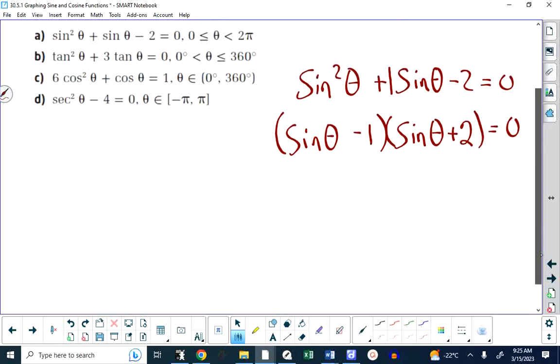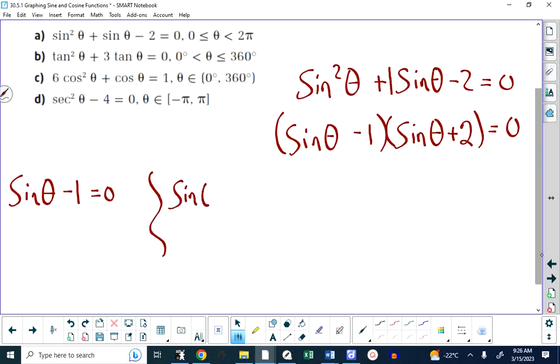So then what happens is this breaks apart into two equations: sine of theta minus 1 equals 0, and sine of theta plus 2 equals 0. I picked this example for review because there's also something about it that I think is important, especially connecting it to today's lesson. When we solve this equation on the left, you get sine of theta equals 1.